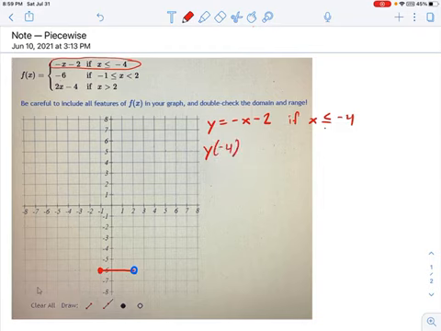So y of -4 equals, that's not y times -4, it's y of -4, equals -(-4) minus 2. So y equals, what's that? That's 4 minus 2, which is 2. So y equals 2, x equals -4. Where are we here? Y equals 2, x equals -4. Yep, okay. There we are, right over there.